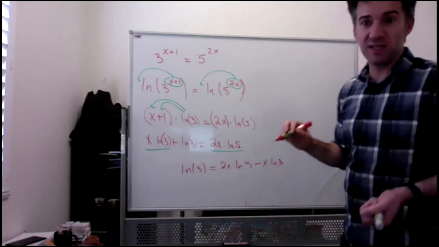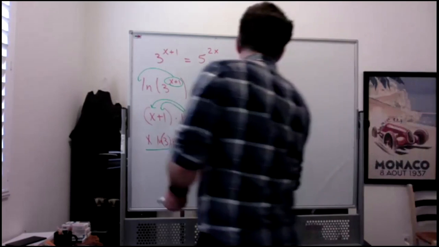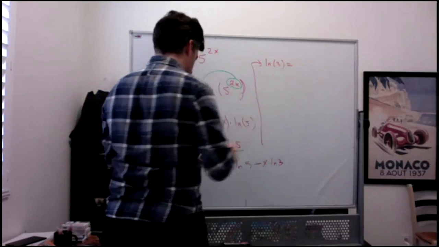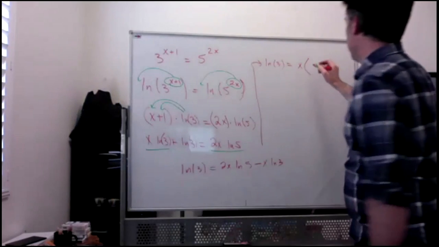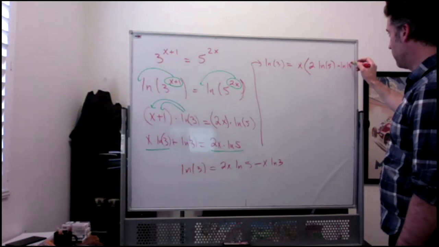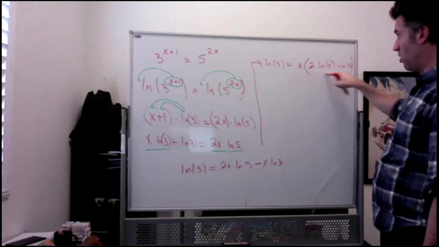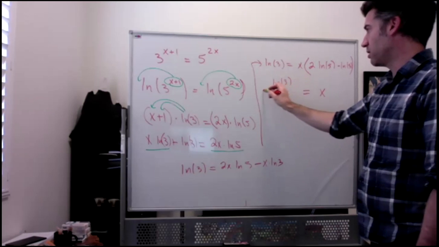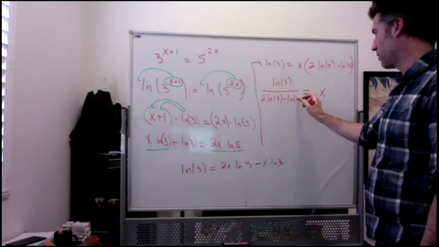And then, and this is an additional step compared to the last problem, we have to factor out an x from the side that all the x's are on. So I'm going to rewrite this as natural log of 3 equal to, we'll factor out the x, and be left with 2 times natural log of 5 minus natural log of 3. I divided out the x from each of those. And lastly, we're going to isolate x by dividing by all of this. So that x equals the natural log of 3 divided by 2 natural log of 5 minus natural log of 3.